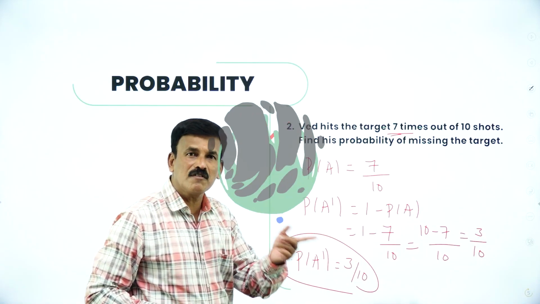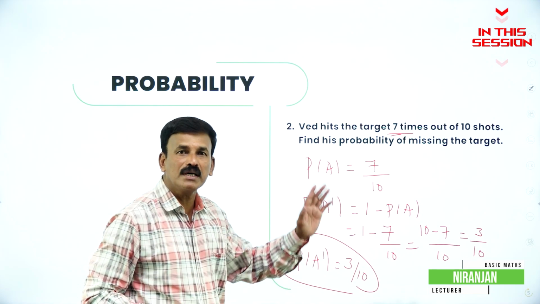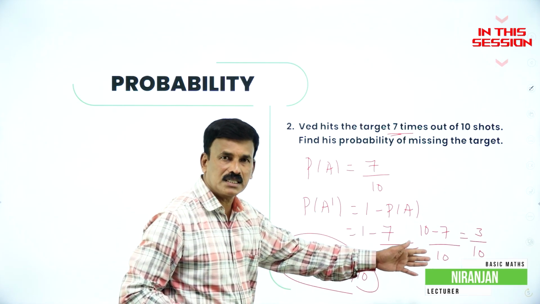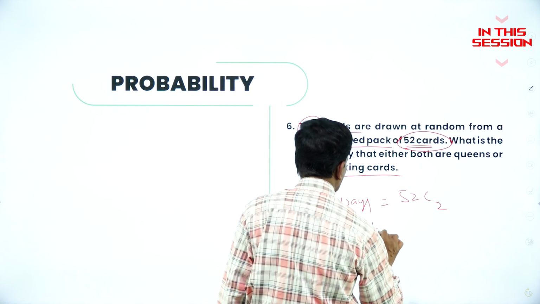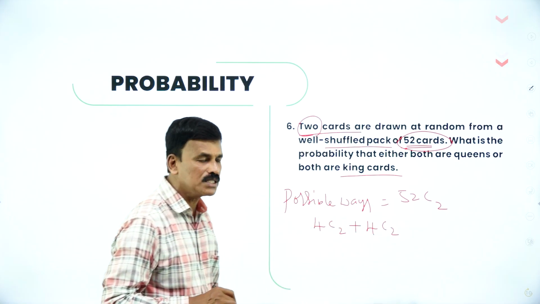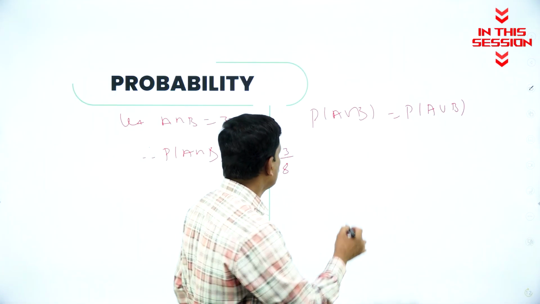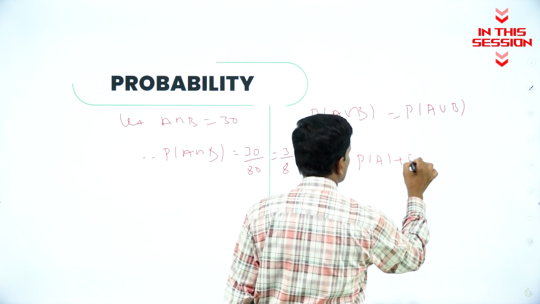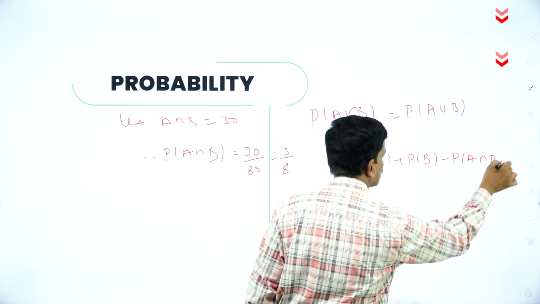What is the probability of missing the target? Means 1 minus probability of A, that is 1 minus 7 by 10. 1 minus 7 by 10 is nothing but 10 minus 7 by 10, that's equal to 3 by 10. The possible events are 4C2 plus 4C2. Both are kings or queen means, so 4C2 plus 4C2, right? What is the formula? Probability of A union B is equal to probability of A plus probability of B minus probability of A intersection B.